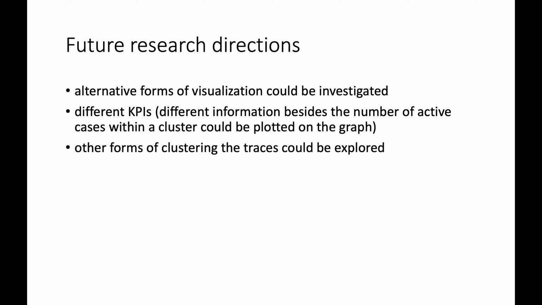Then you can try to understand why by exploring those groups. We can also look at other forms of clustering traces. For now, we looked at trace similarity clustering, and also at clustering by how fast the cases are in the system. But it can be clustered in many different ways, as we already talked about.